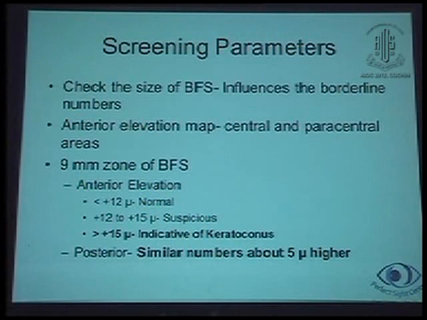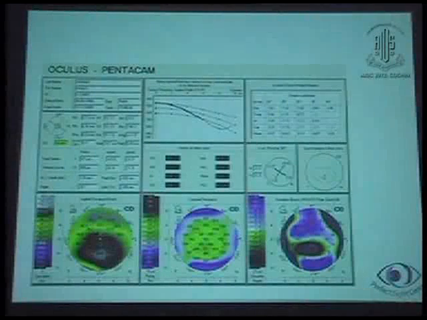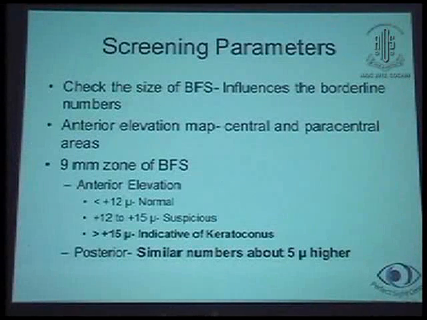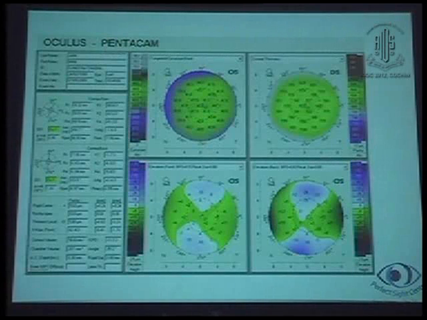So if it's a 9 millimeter zone of best fit sphere, the best fit sphere is given over here. I'll just show you. This gives you the best fit spheres, these areas. So basically in the anterior elevation, anything beyond 15 microns is indicative of keratoconus. And in the posterior surface, anything beyond 20 microns would be suspicious or indicative of keratoconus. In the 8 millimeter zone, the similar values are 8 microns for anterior surface and 16 microns for the posterior surface. So this is where you have to see the values.